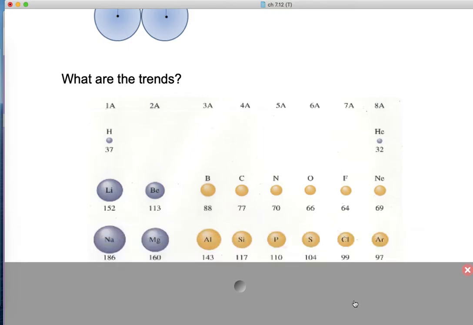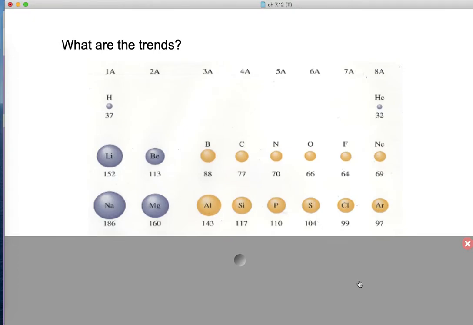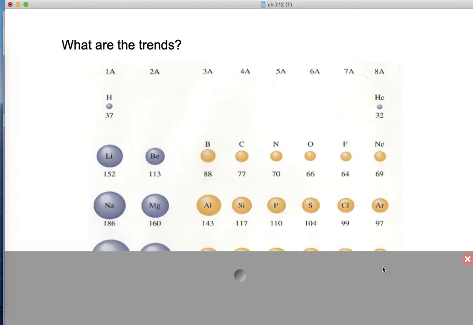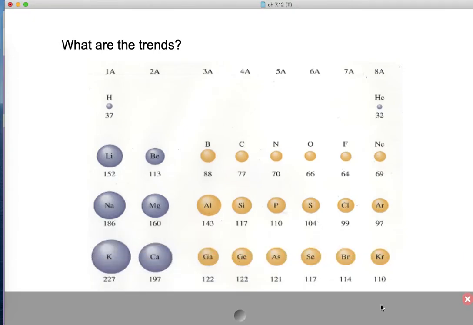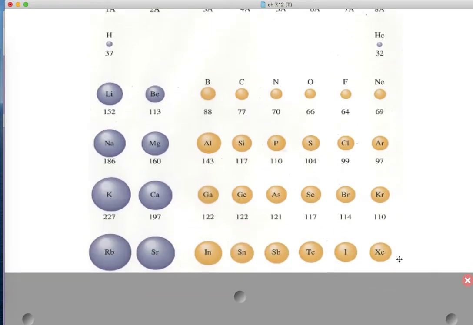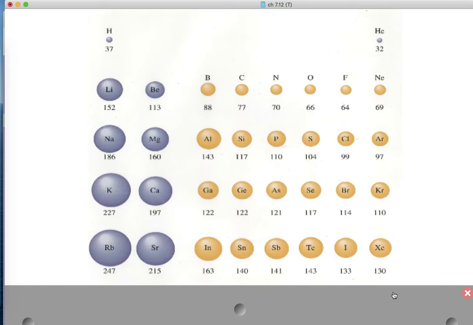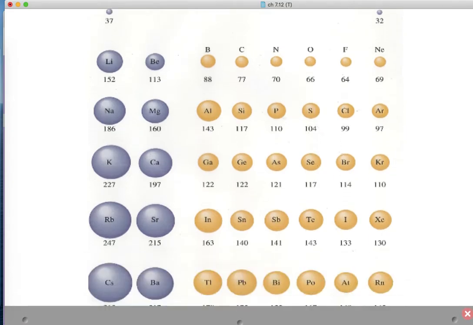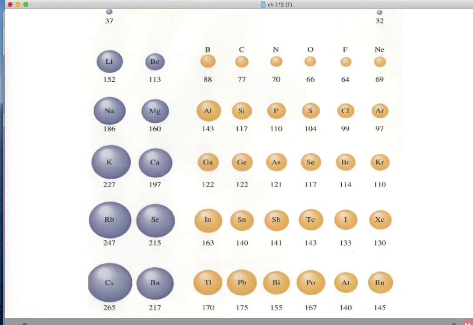In the third period, we see sodium through argon. In the fourth period, potassium through krypton. In the fifth period, rubidium through strontium. And in the sixth period, cesium through radon.